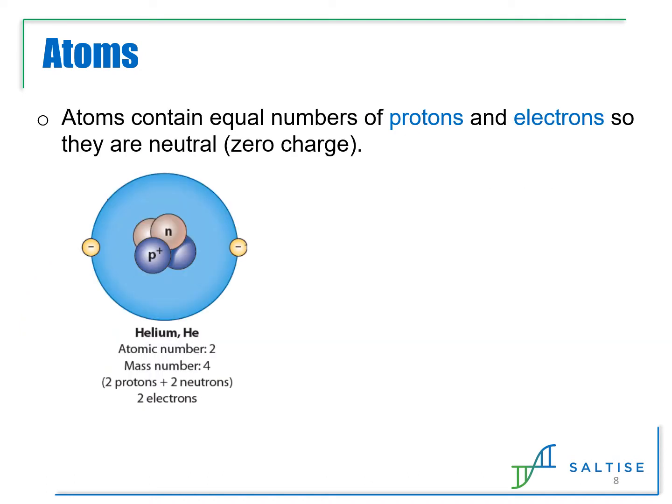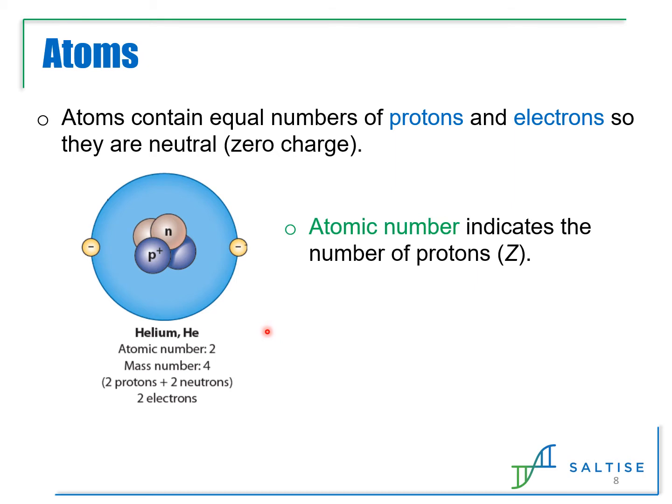Atoms have no charge. They are neutral because they contain the same number of protons and electrons. Atoms have an atomic number and a mass number associated to it. The atomic number, represented by the symbol Z, indicates the number of protons in the nucleus. For helium, it has 2 protons, here and here. And so the atomic number is 2.